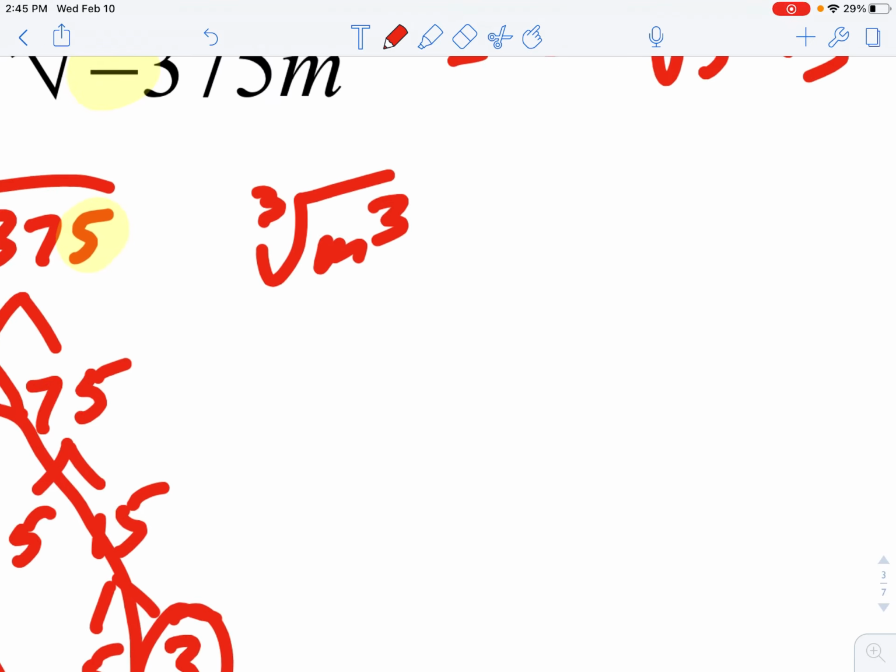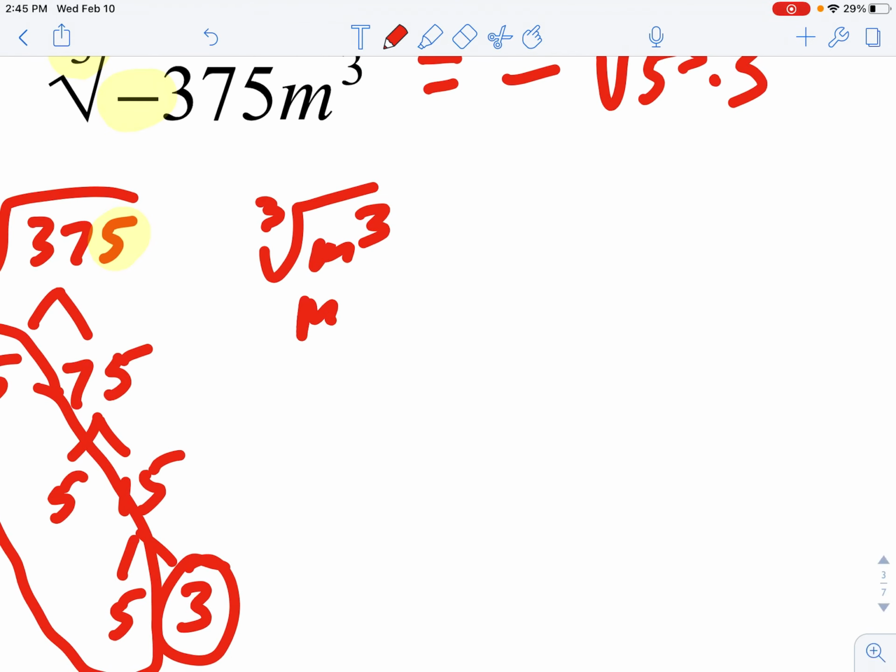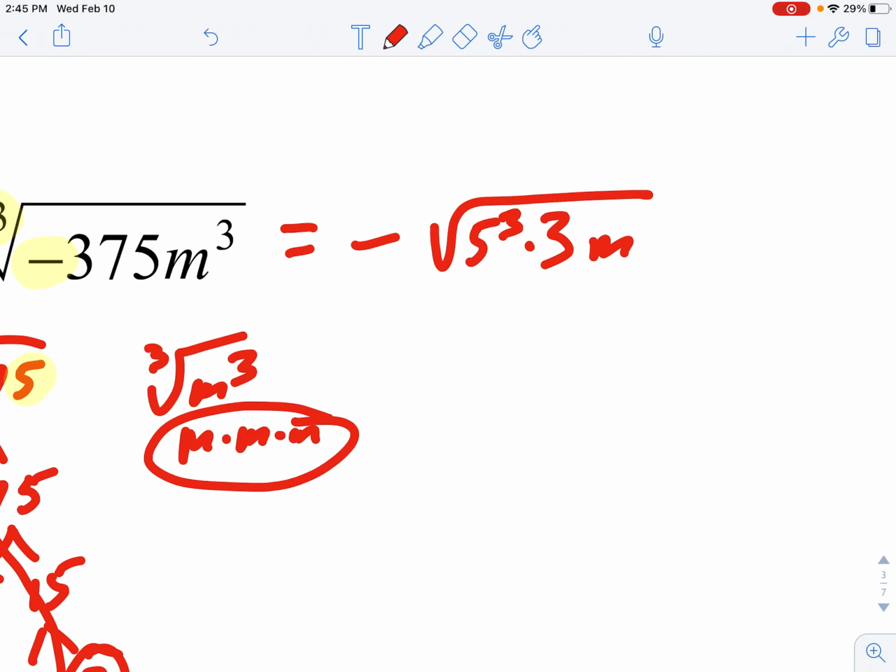Now for the variable, well, this is almost counterproductive. It's m times m times m, and there's 3 of them, which is m cubed. So in this problem, I could have just copied that up there. I mean, if the power and the index match already, you don't really have to break it down.